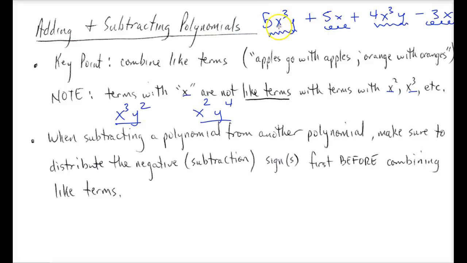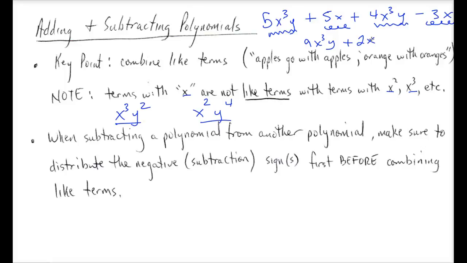So if I look at this term and I say, all right, if I have 5 apples plus 4 apples, then altogether I have 9 apples. And here, if I let the terms with just x in it represent oranges, then we would say I have 5 oranges, take away 3 oranges. What I have left is 2 oranges. And so that's how we would combine like terms then.